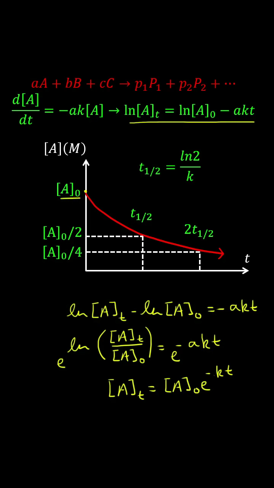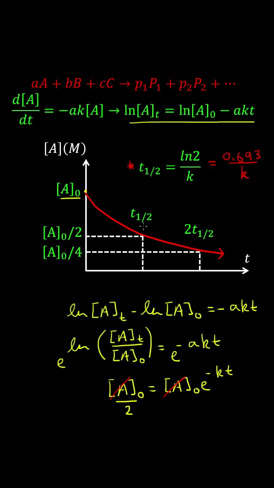Now the half-life is the time taken for half a substance to react, so we can set the concentration at time t to be half the initial concentration. Then doing some algebra, you'll obtain the following relationship, where the natural log of 2 is around 0.693.